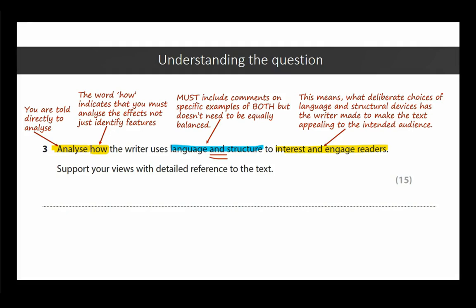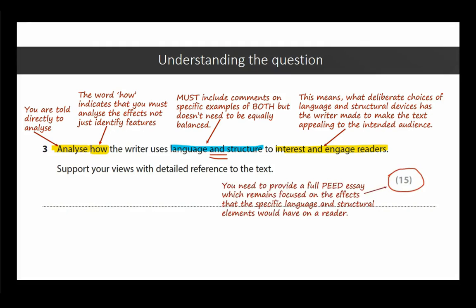How are they making deliberate choices and consciously crafting their text to appeal to their readers? This question is worth 15 marks. You must provide a full PED essay, and that full PED essay must remain focused on the effects that the specific language and structural elements have in terms of making the text interesting.